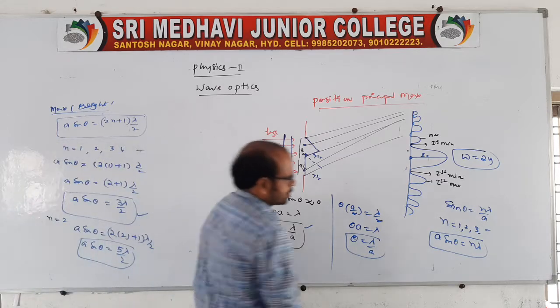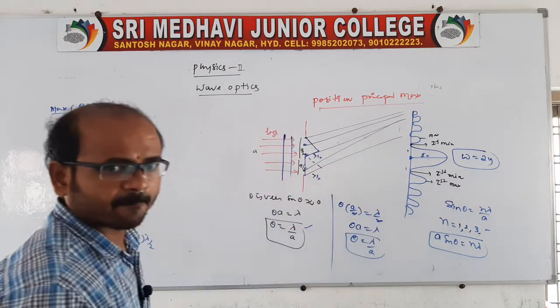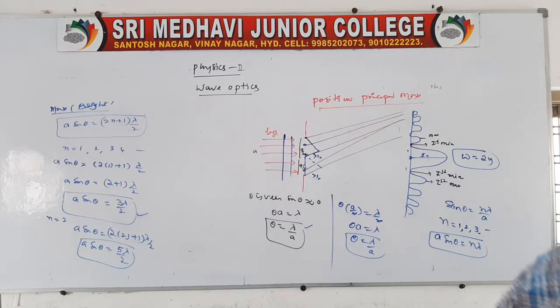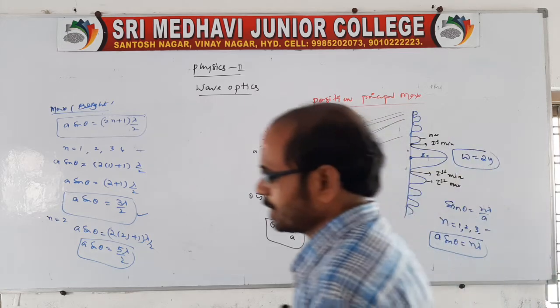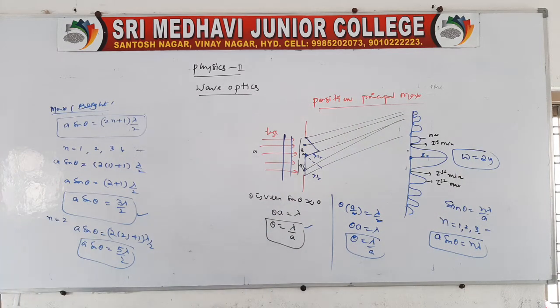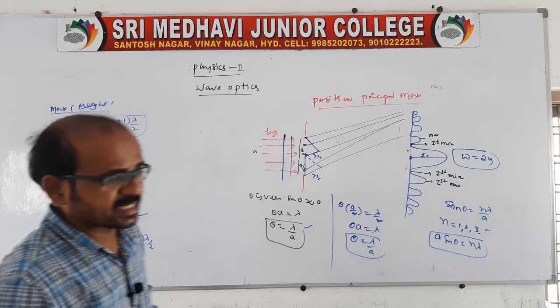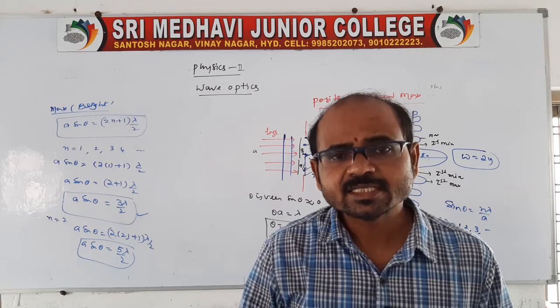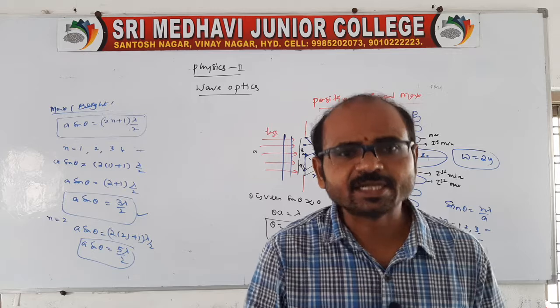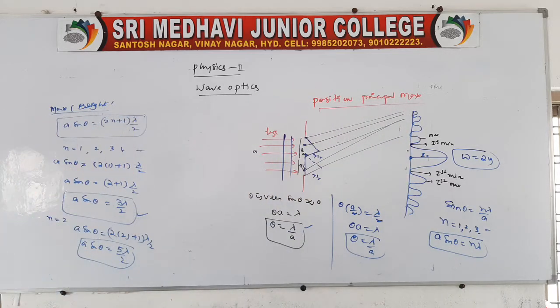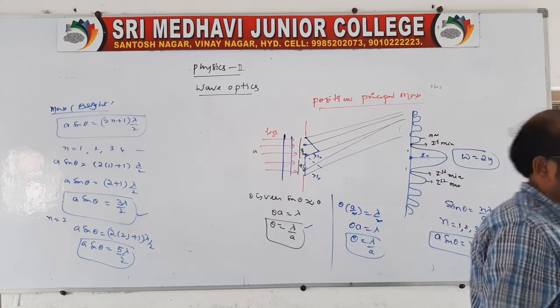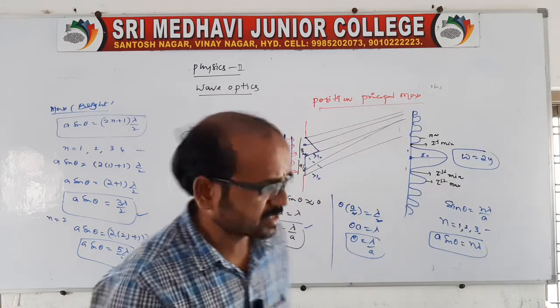In case of the minima condition, A sin theta is equal to n lambda, and maxima is A sin theta equal to 5 lambda by 2, and so on. Clear? This is related to the diffraction pattern obtained by using the single slit experiment. Actually, this explanation part is very, very important. And I told you just now about the width of the central maxima. I will tell you the width of the central maxima once again.